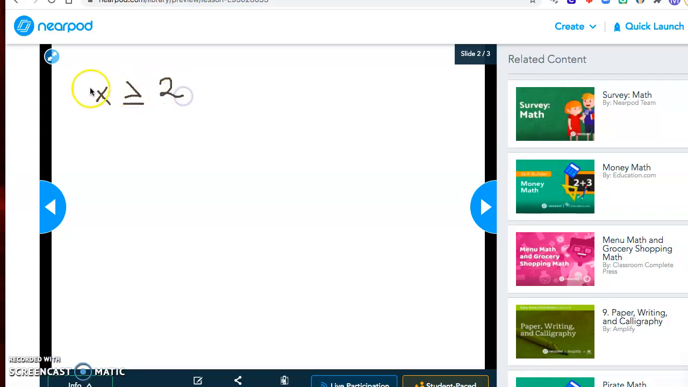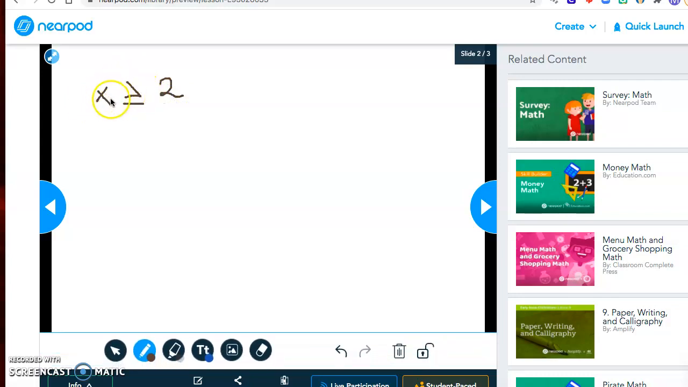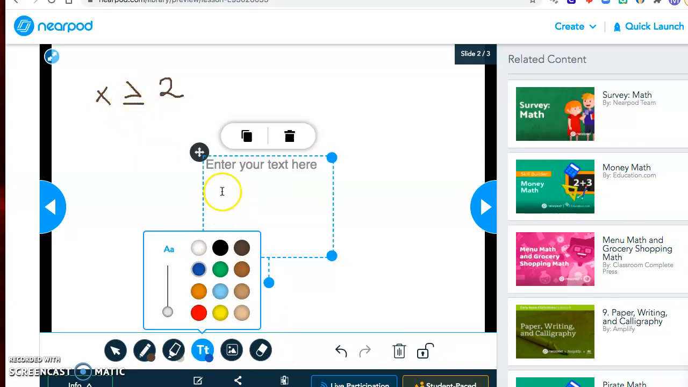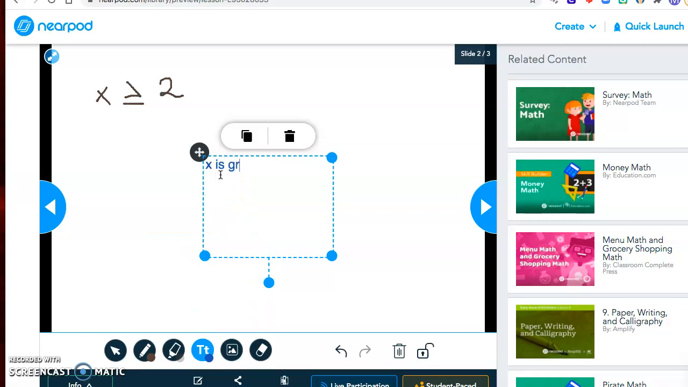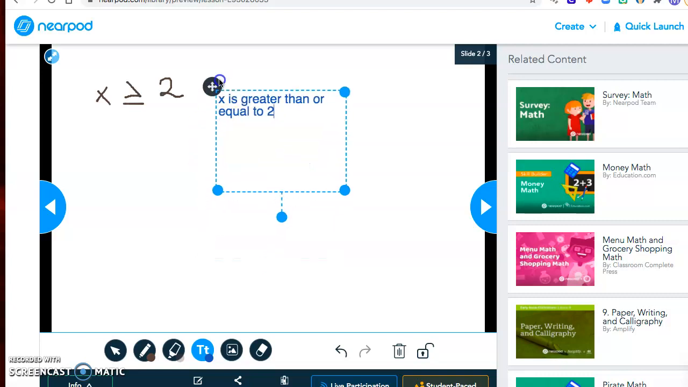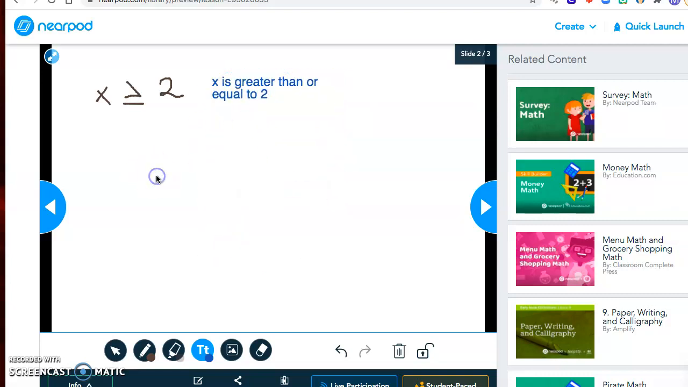Remember, if the sign is open towards the number, that means greater than, and here's a line at the bottom, or equal to 2. So what is it saying? It's saying that x is greater than or equal to 2. That's what it's telling us.